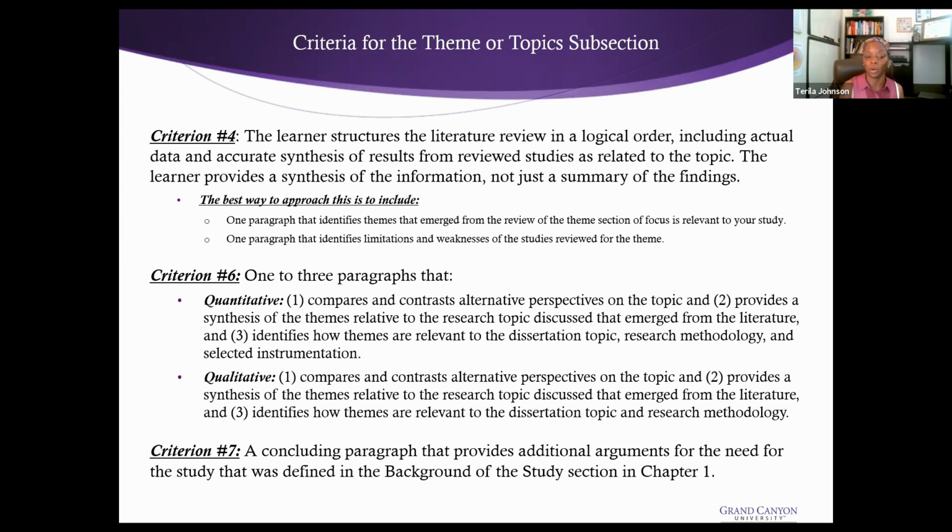And then finally here, criterion 7, I'm just gonna wrap this up, a concluding paragraph that provides additional arguments for the need for the study that was defined in the background to the problem section in chapter 1.